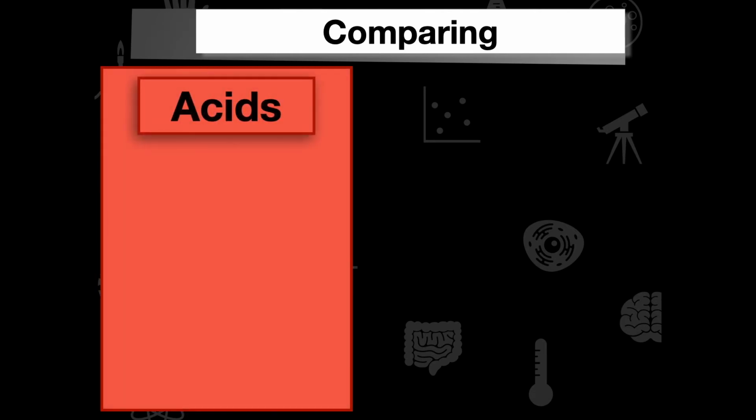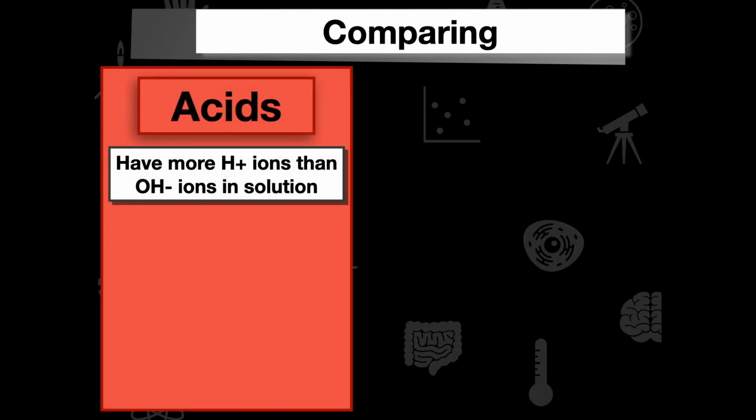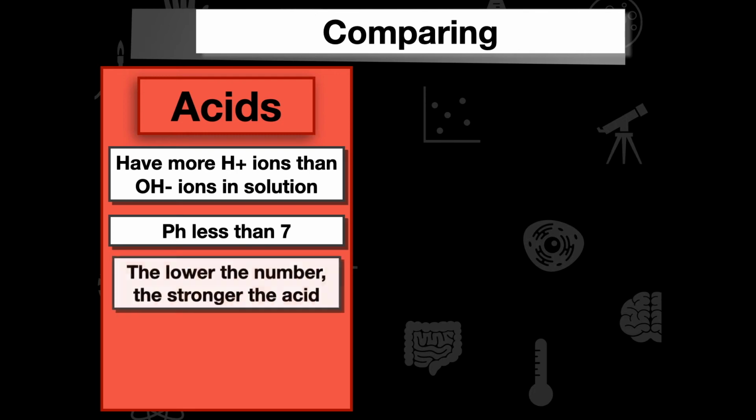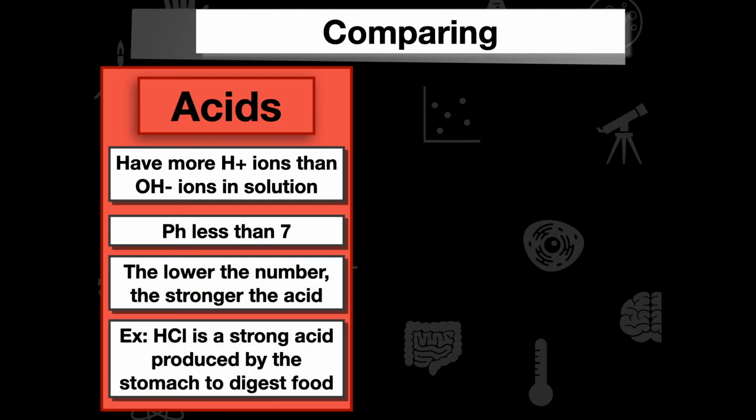So let's go through and make sure we understand the two and compare them against each other. Acids are going to have more H+ as compared to OH- ions in solution. They also are going to have a pH of less than 7. The lower the number, the stronger the acid. It's on a logarithmic scale, and we'll look at that. An example of a strong acid would be hydrochloric acid, produced by your stomach to digest food.